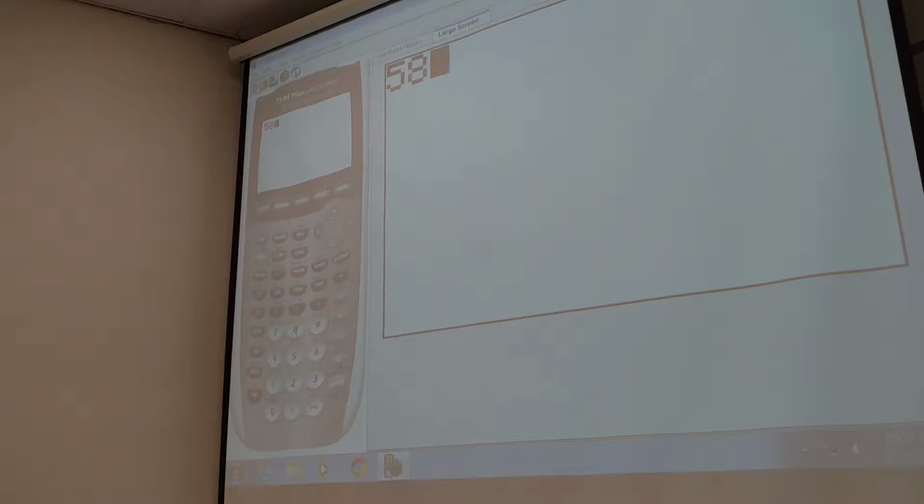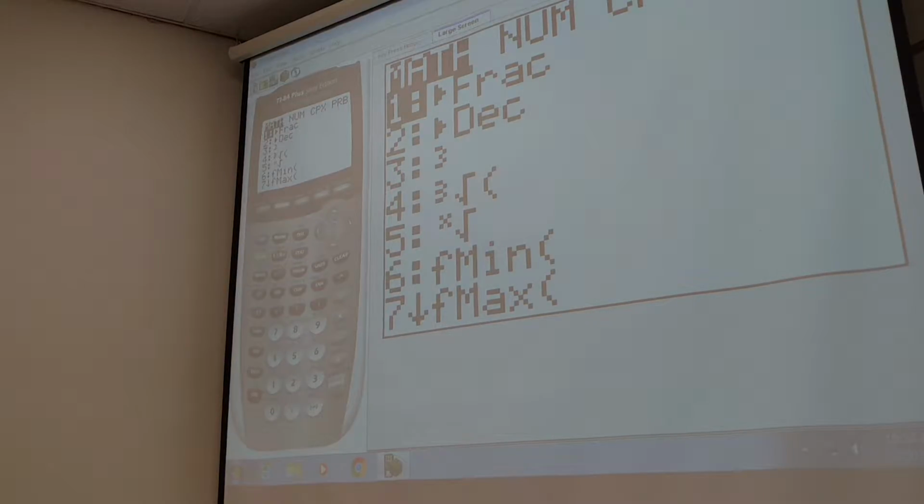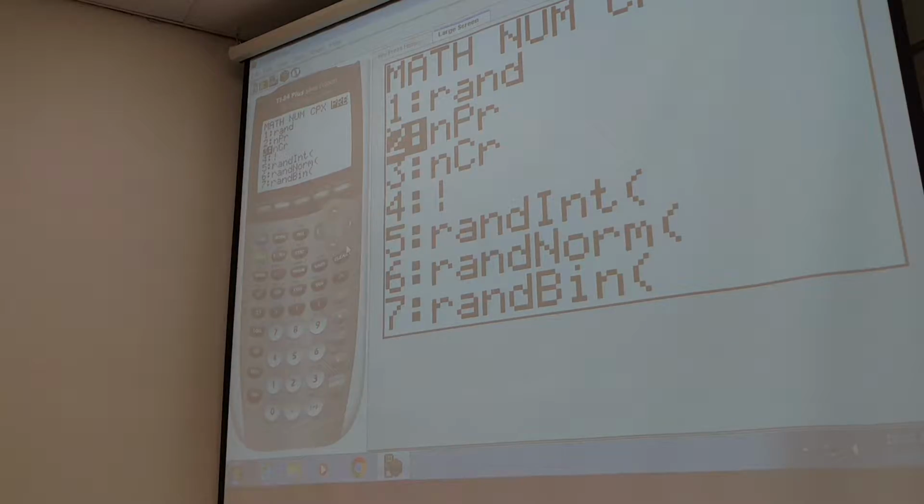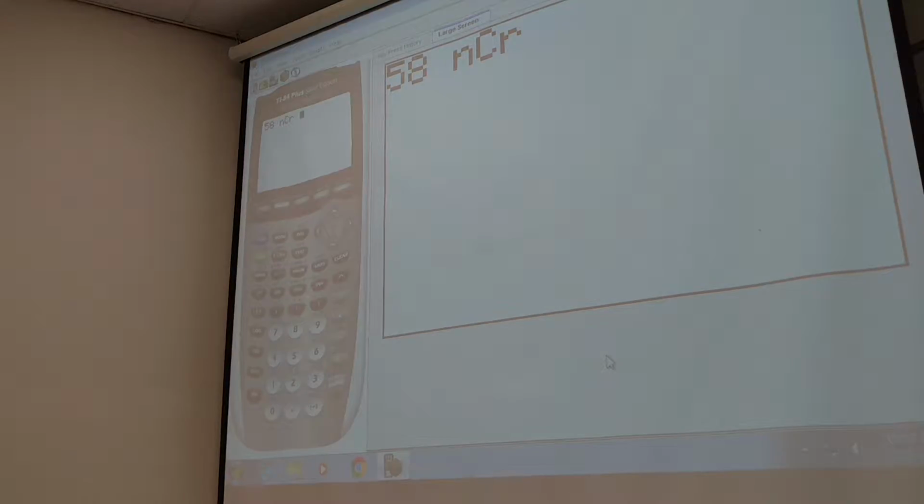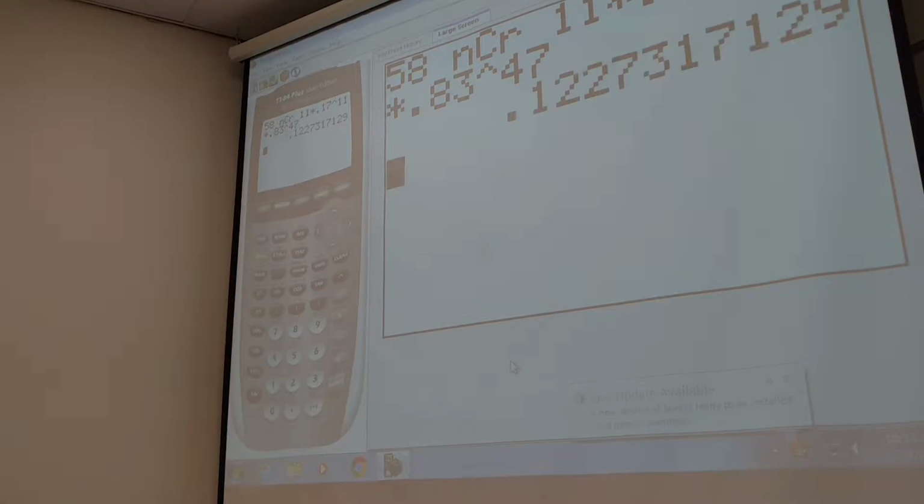So I got 58. Where's my choose? It's in math. Yeah, go to math, PRB. So nCr, number 3, not number 2, not National Public Radio. So 58 choose 11 times 0.17. Yeah, 17%, I got 11, so times 0.83 to the 47. So that's 12.27% or 12.3%.